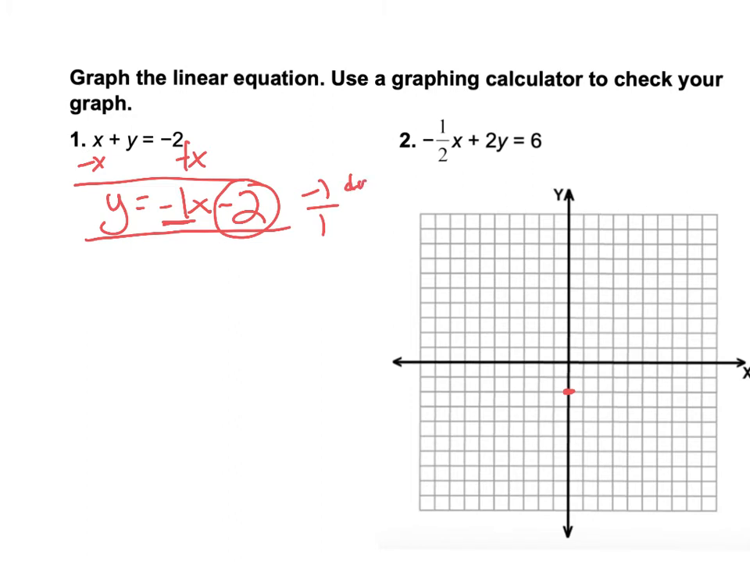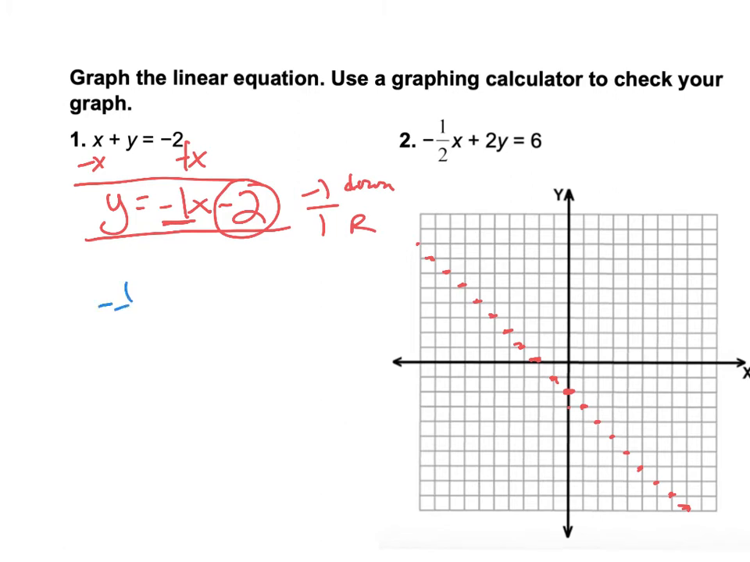So I'm going to go down 1 to the right 1. So down 1 to the right 1, down 1 to the right 1. And if I kept on going, it would be something like that. I'm not going to draw my line, but you can see where it is going. It is a negative slope. It goes down, and the slope is negative 1 over 1.